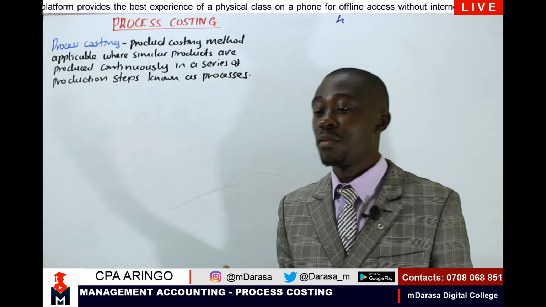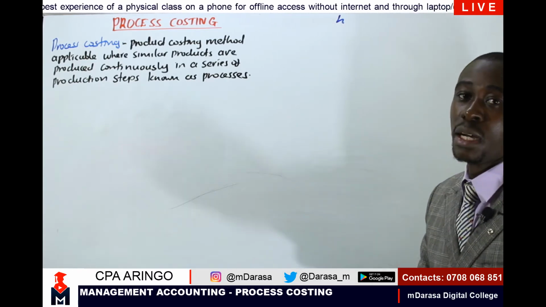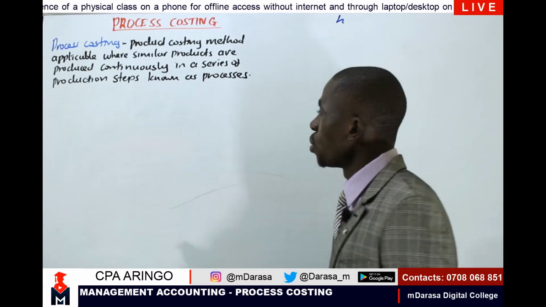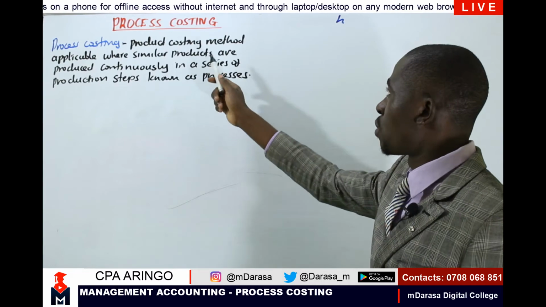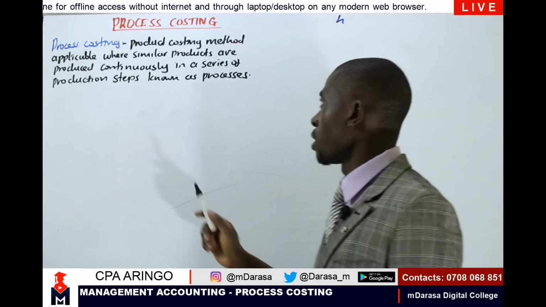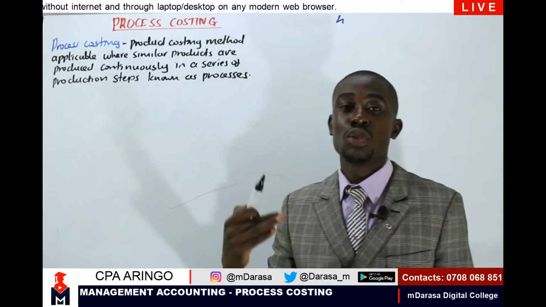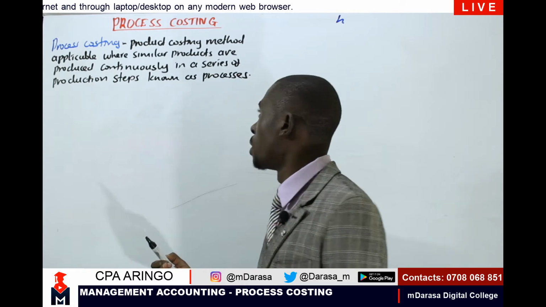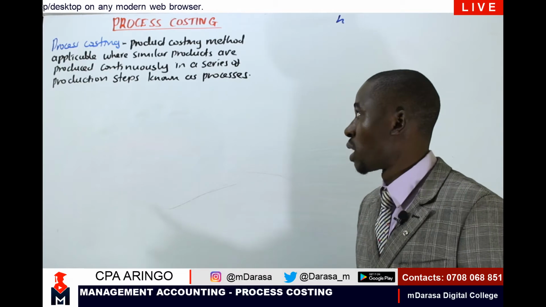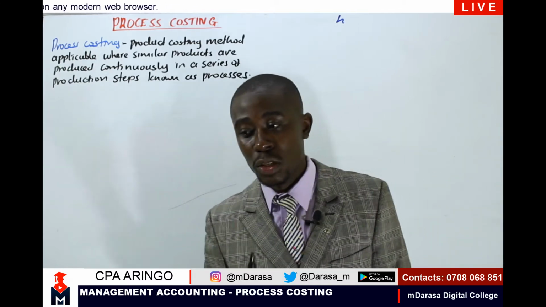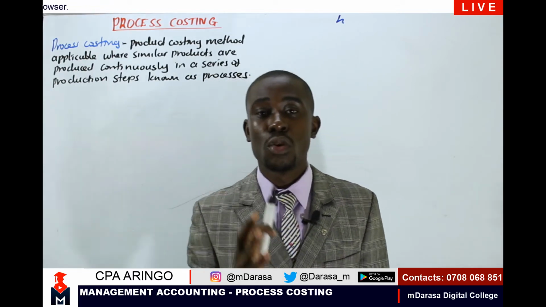And the beauty part of it, I've given you an example of whenever you want to produce a motor vehicle, probably the stages that will be taking place. So when we are talking of process costing, the main concept that you should always understand, first of all, is a costing method. And this costing method is applicable where similar products are produced. And this production should be continuous, meaning that you are producing them in a series of production steps known as processes. So ideally, that's the key concept that you should always grasp first.